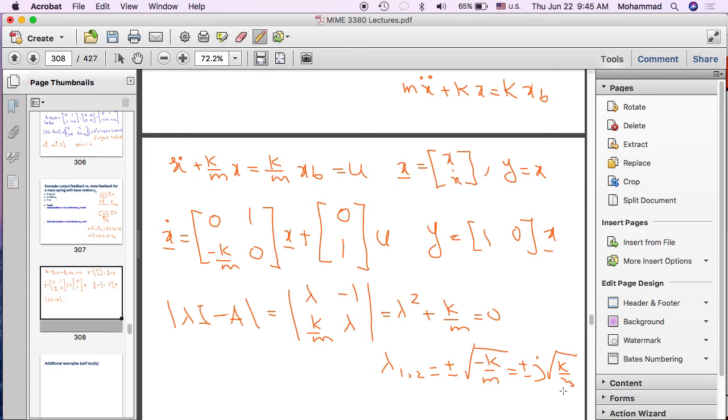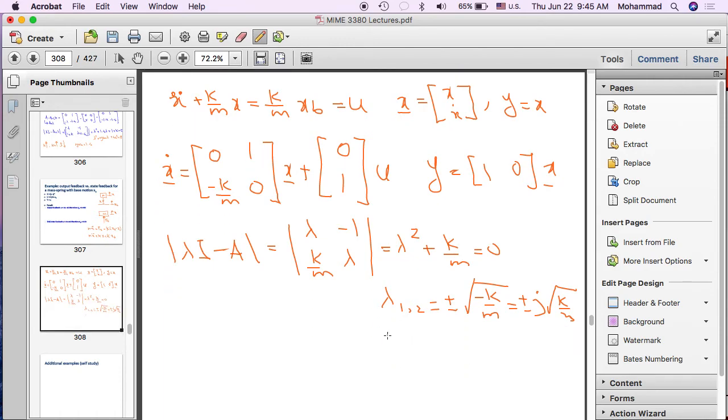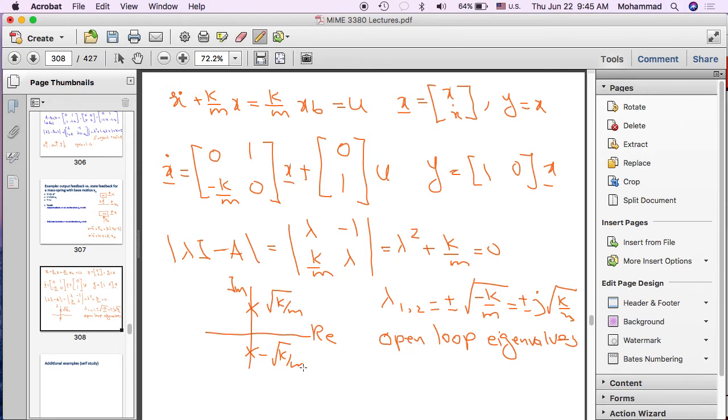So that's the open loop eigenvalues. Where are they located? If you create the complex plane, they're located here and here, where this is square root of k over m, and this is minus square root of k over m.